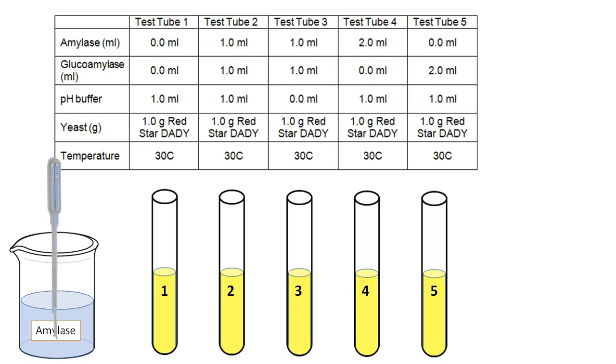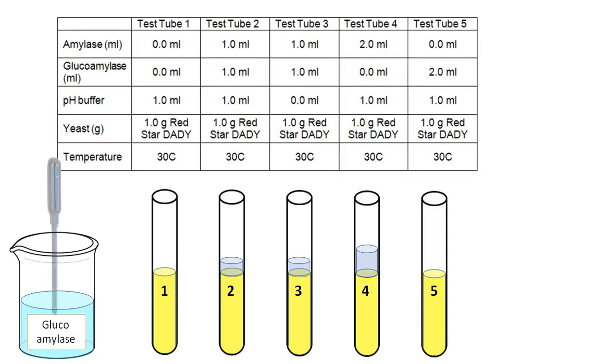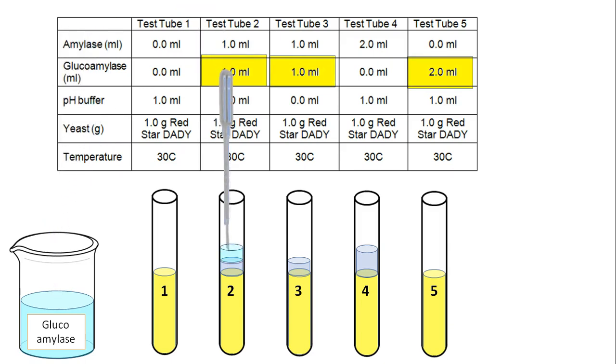This is an example of a student-developed procedure. You can see in the first row they will be adding amylase, and they have marked how much will go into each test tube: 1 milliliter in test tubes 2 and 3, and test tube 4 receiving 2 milliliters. Test tubes 1 and 5 will not have any amylase added. You can see in the next row on the table they've decided to put 1 milliliter of glucoamylase in test tubes 2 and 3, 2 milliliters in test tube 5, and test tubes 1 and 4 do not get any glucoamylase.